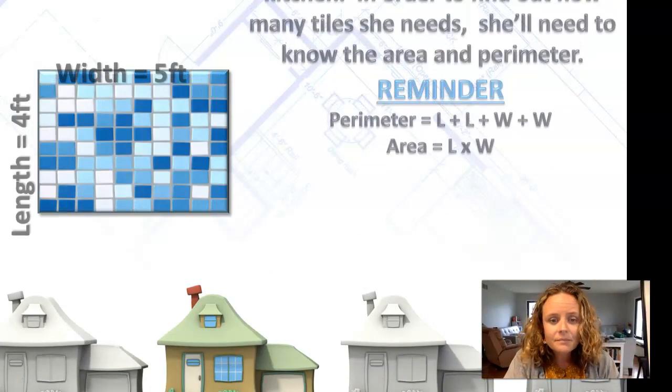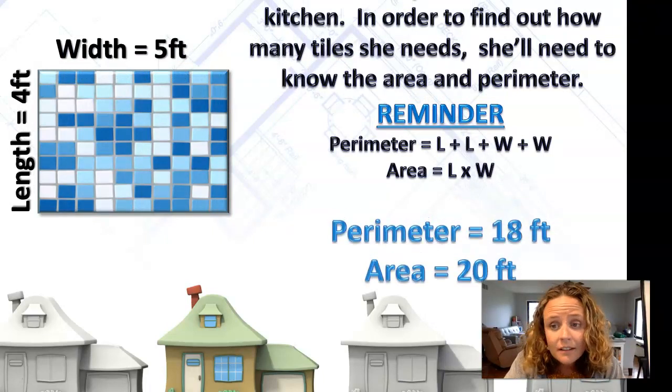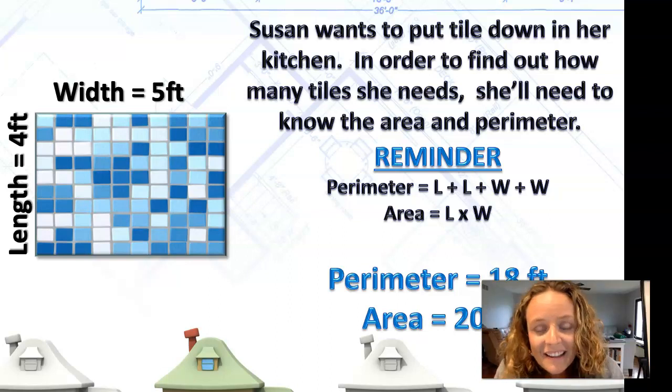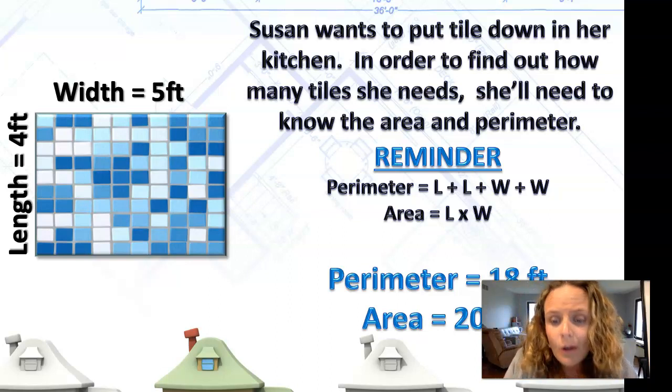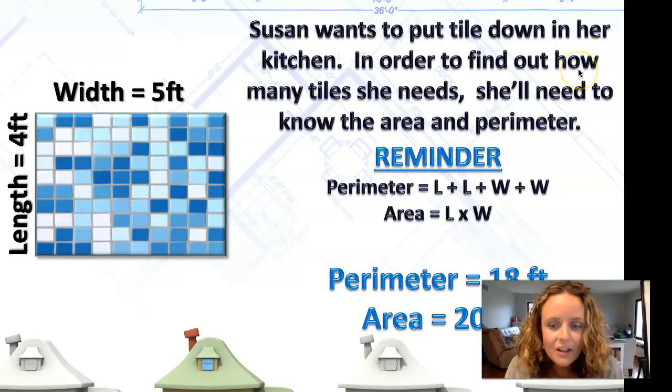Next problem. Susan wants to put tile down in her kitchen. Hey, I told you when you own your own home someday, you are going to need to know this area and perimeter business. Mrs. Camp has tile in her kitchen, on her floor, and on her walls. So I definitely had to calculate the area when we went to put that in and made home improvements. Okay, pause the video. Oh my goodness, the answer already popped up. That was a freebie, but let's talk through it anyways.